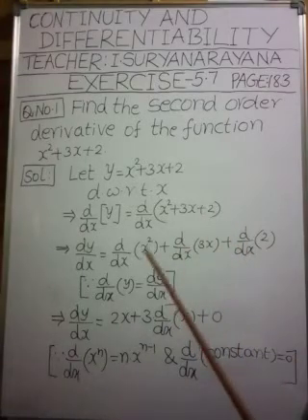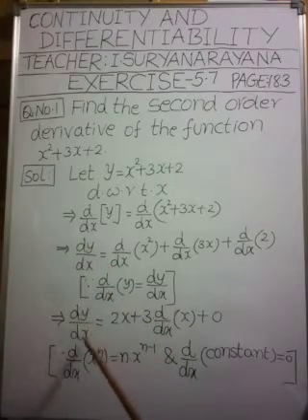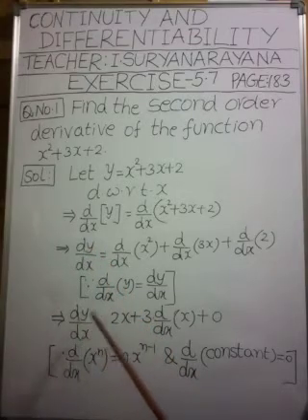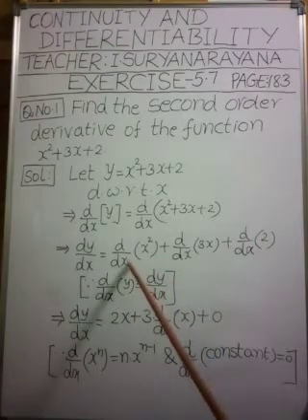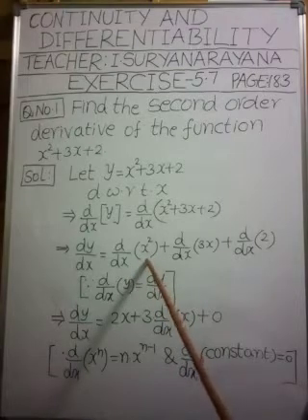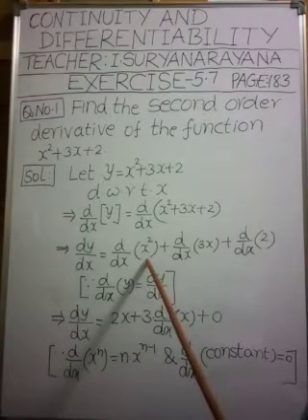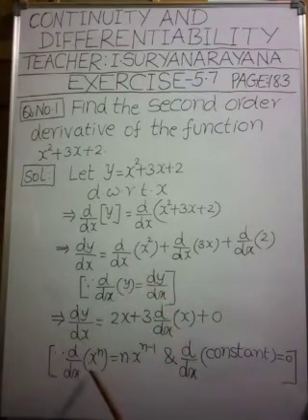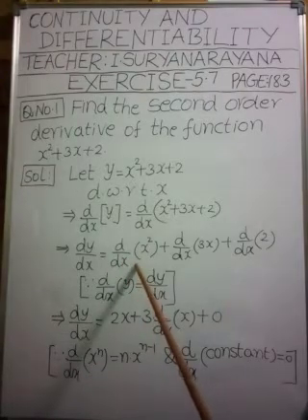Now come to the next step. In LHS, dy by dx is there. That is equal to, come to the RHS. See this first term, d by dx of x square. Which formula is suitable for finding the value of this one? Yes, d by dx of x power n. This formula is suitable for this one.